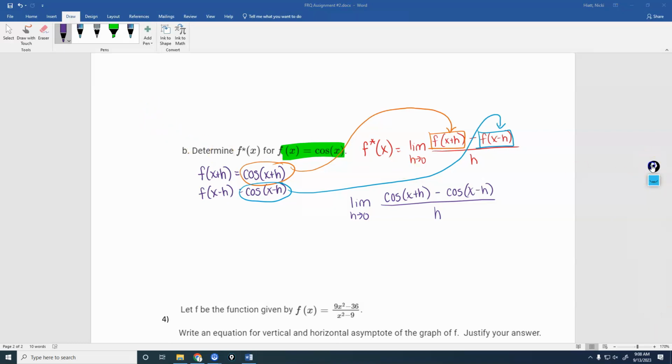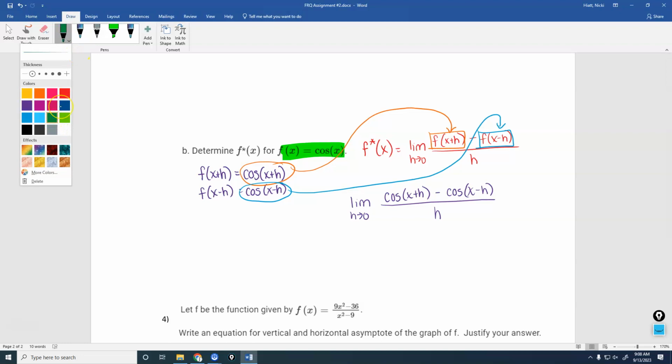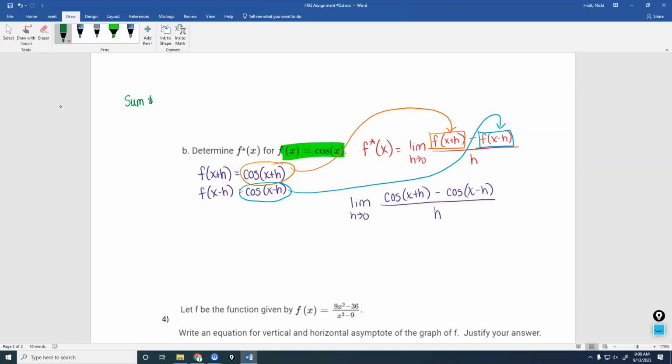I'm a little shaky on this. I think I remember this. I better consult my key in a second. Let me write it down and make sure, and then we'll double check to make sure I'm right. So, sum and difference formula for cosine.